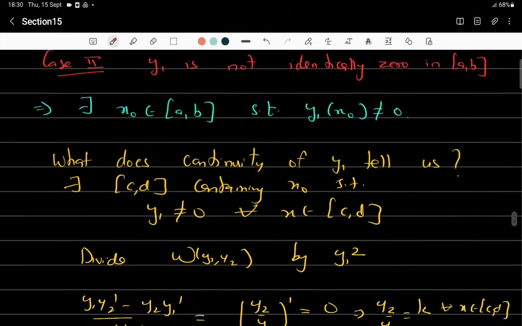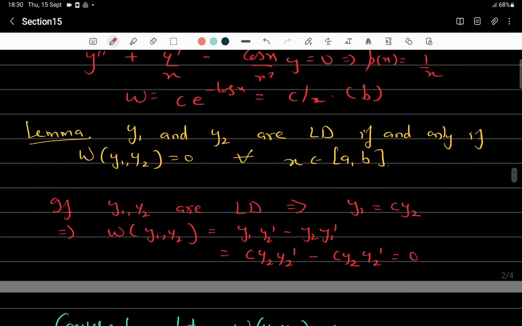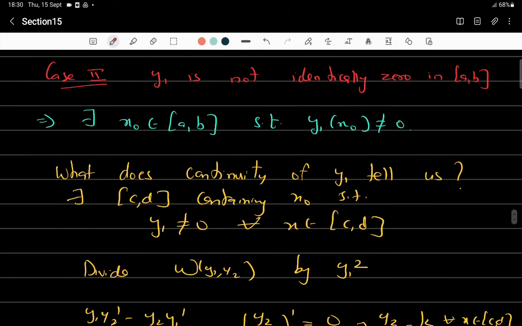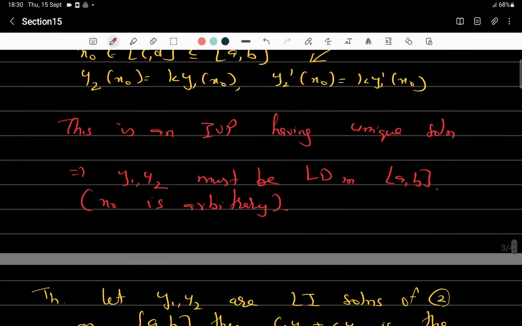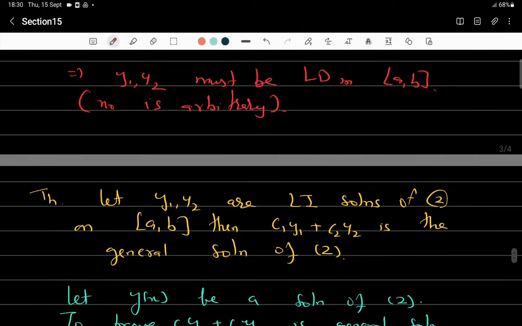But the more important thing is to remember the result, which says that y1, y2 are LD if and only if the Wronskian is 0, which means if the Wronskian is non-zero, y1, y2 are LI. The next result says that if y1, y2 are LI solutions on the closed interval [a, b], then C1 y1 plus C2 y2 is the general solution. This is the main result you are looking for: under what condition C1 y1 plus C2 y2 is the general solution. The condition is that y1, y2 must be LI.